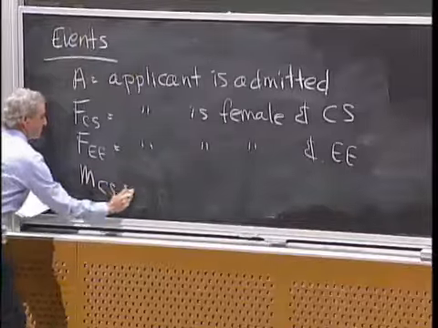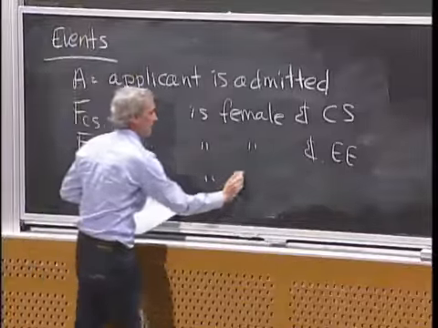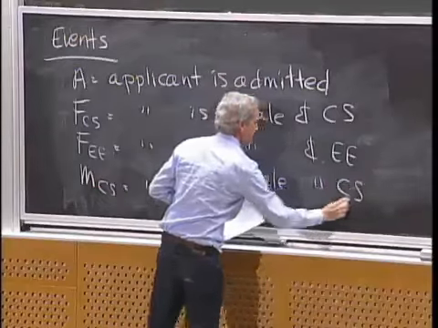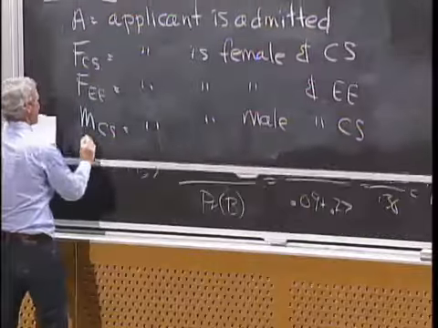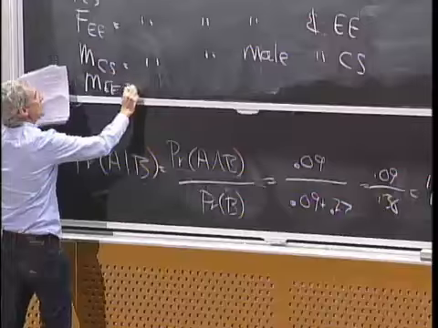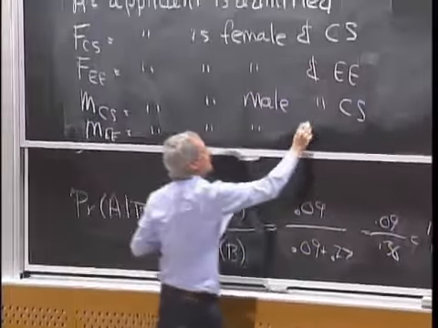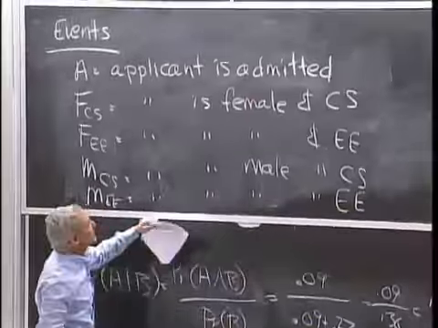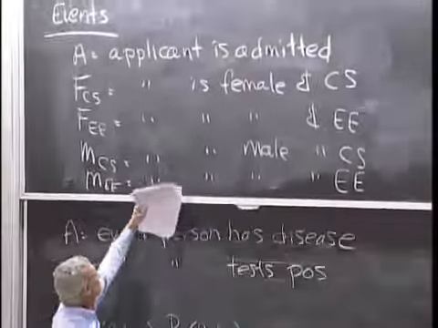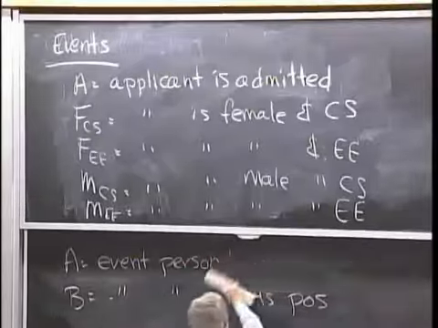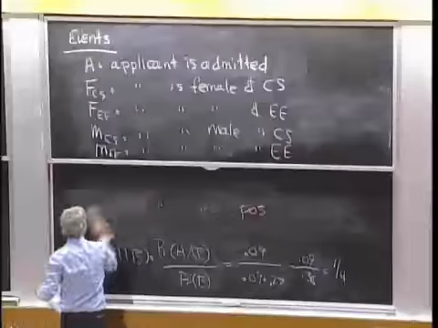MCS is the event the applicant is a male and CS. And then finally we have MEE is the event the applicant is male and in EE. So we're just going to look at 2 departments here and try to figure out if it can happen that in both departments the women are worse off, but if you take the union, they're better off.